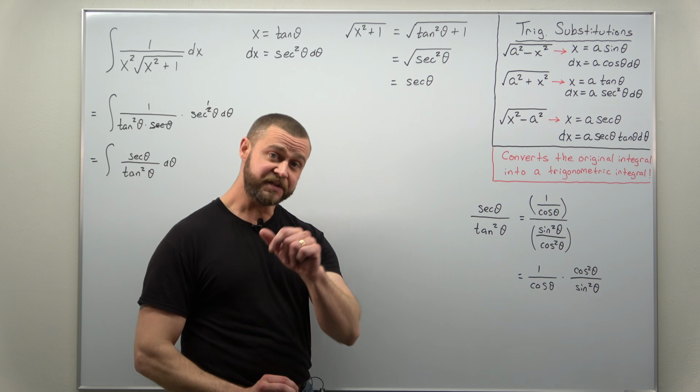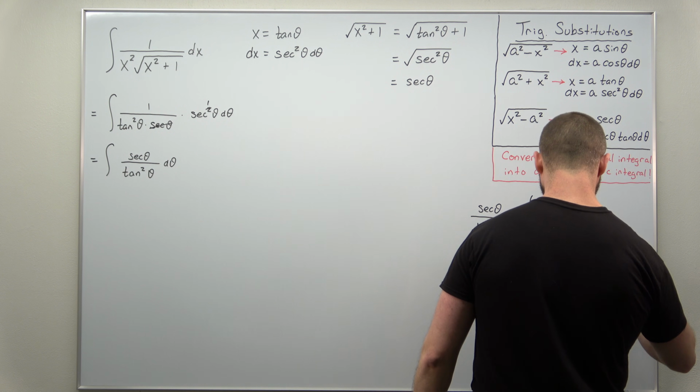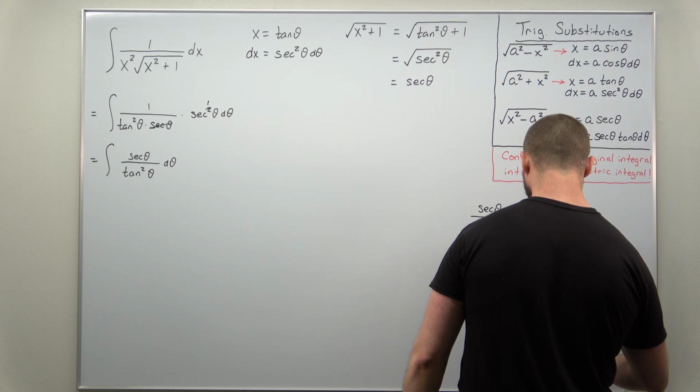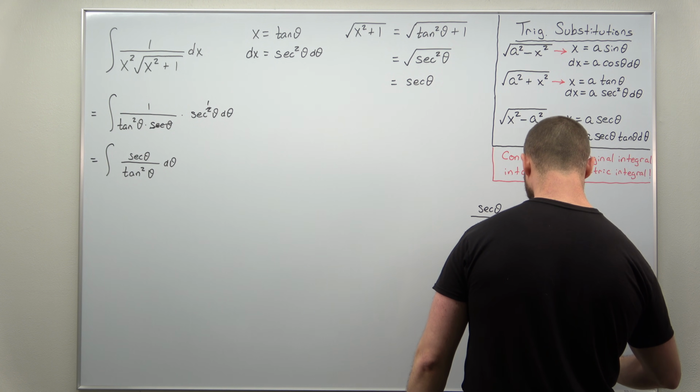And that's nice because now we can get a factor of cosine to cancel. And we're left with cosine of theta divided by sine squared of theta.